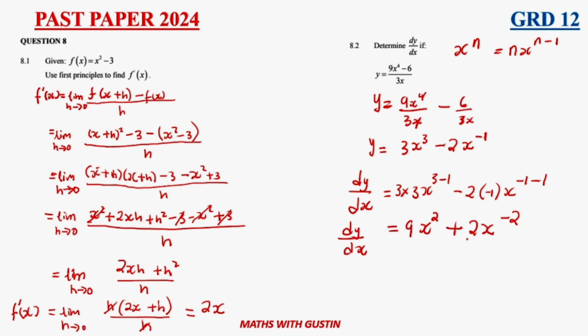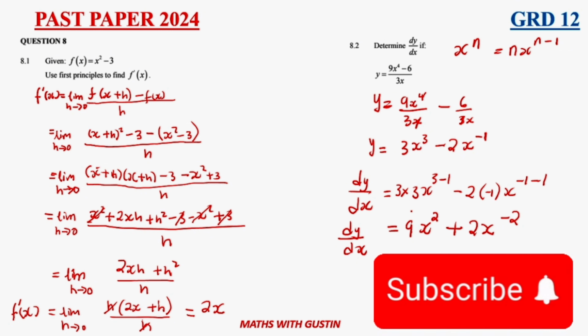Let me see what happened here. Did we make a mistake here somewhere? 3 times 3 is 9. Okay, we didn't make a mistake anywhere else. Okay, great stuff. All right, guys, so let's move on to the next question.